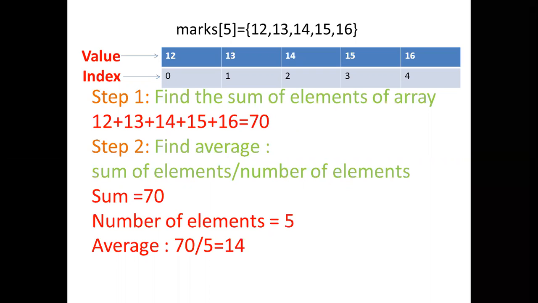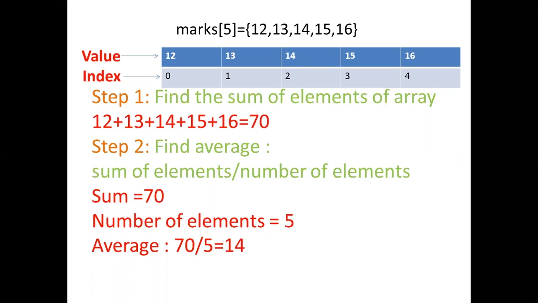We have initialized array with elements 12, 13, 14, 15, and 16. Step 1. Find the sum of elements of array. So, 12 plus 13 plus 14 plus 15 plus 16 is 70.